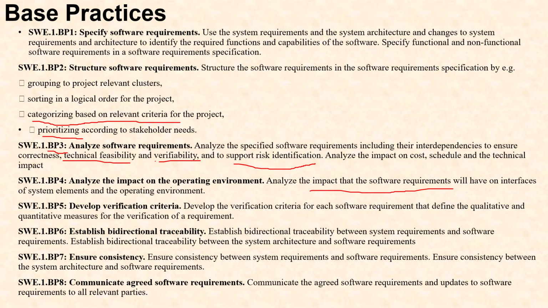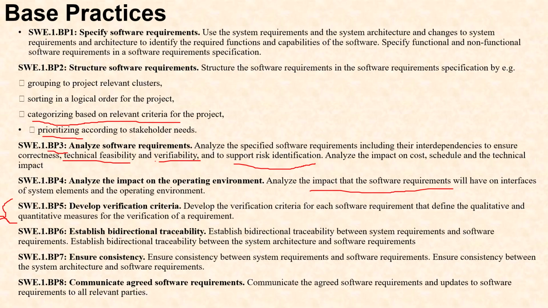And next comes the base practice 5, which is developing verification criteria. Develop the verification criteria for each software requirement that define the qualitative and quantitative measures for verification of a requirement. For example, should it run for 300 hours, or there are various types of testing like unit testing, integration testing, acceptance testing, system testing. All these various types of testing criteria are developed in the base practice 5.